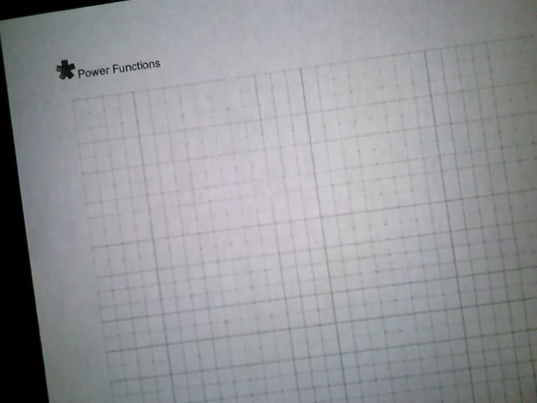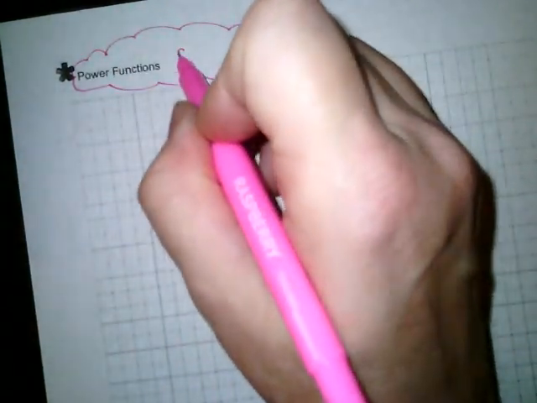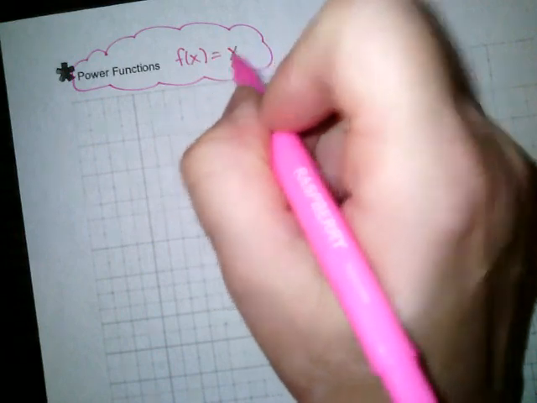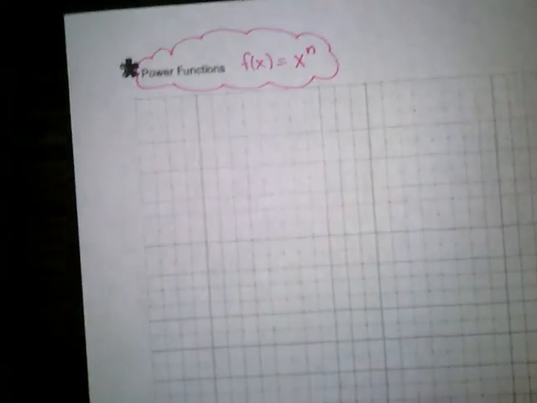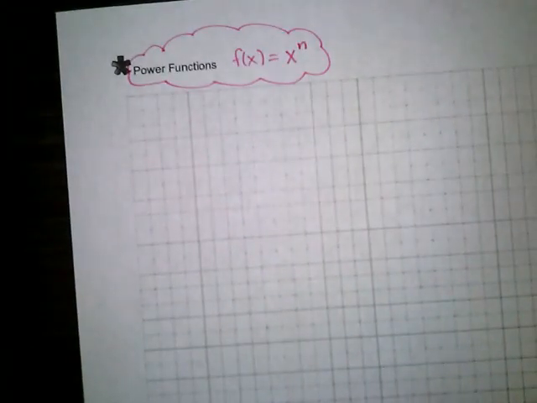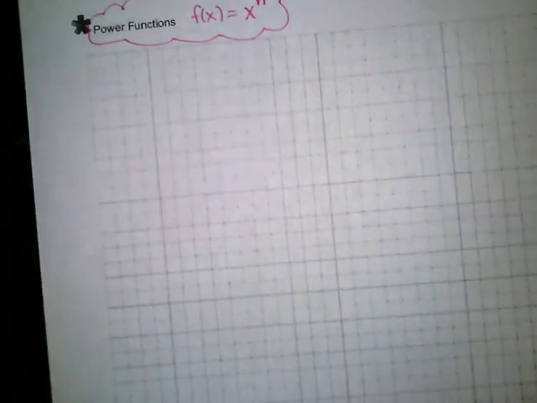I want to look at power functions. Power functions are going to be f of x equals x to the n. So like y equals x squared, y equals x cubed, that kind of function. And I want to look at some patterns.